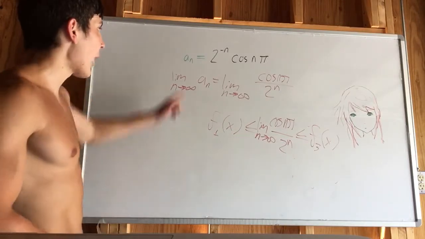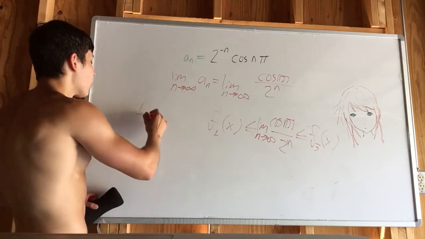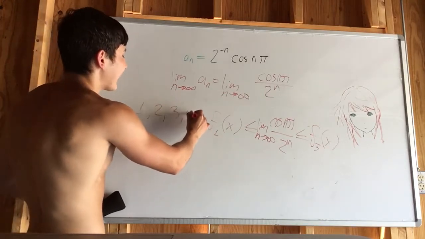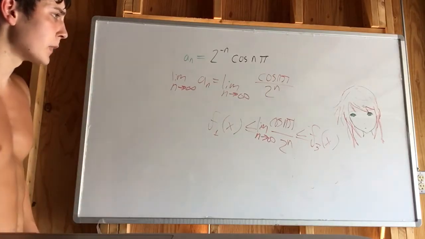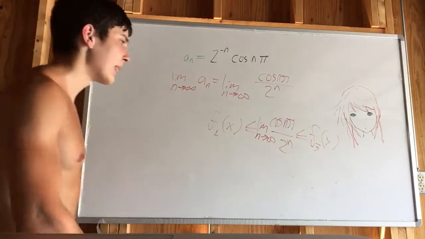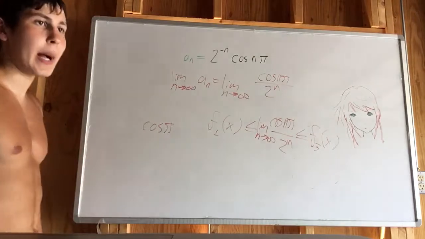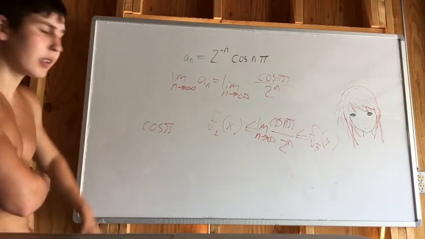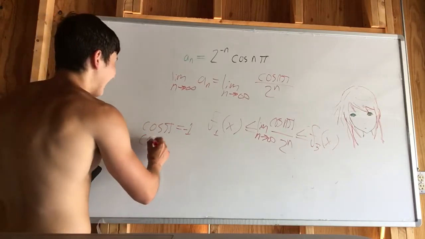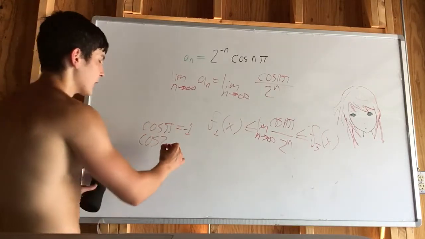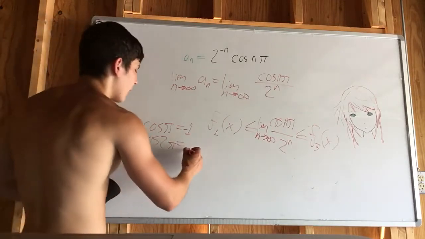Let's think about this. We have a sequence. A sequence means that for each n, we're plugging in 1, 2, 3, 4, 5, 6, 7, and so on. If we were to plug in 1 for n, that would be cosine of pi. What is cosine of pi? Cosine of pi is -1, right? If we plug in 2 for n, we get the second term of the sequence, which is cosine of 2 pi, and that would give us 1.